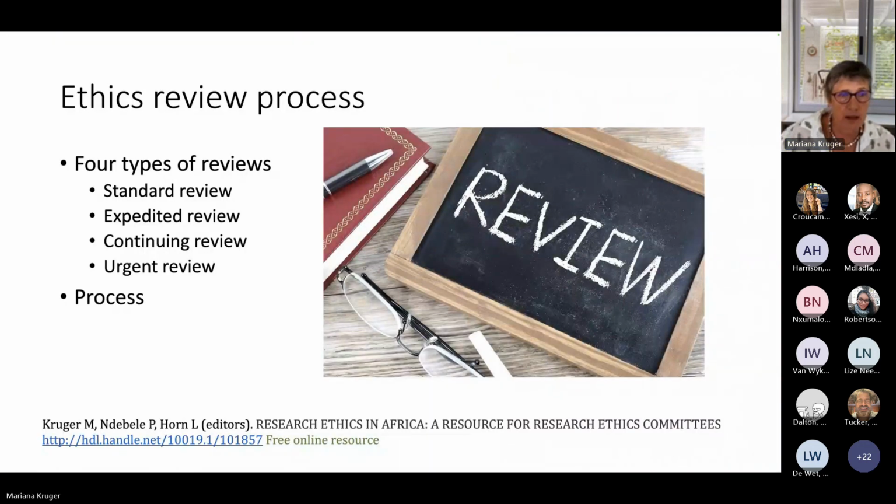Then I just want to briefly look at the ethics review process, and I just have here at the bottom our book that is free of charge, downloadable as a PDF, Research Ethics in Africa, a resource for research ethics committees, but it's also useful for researchers. And just some background on how this book came about.